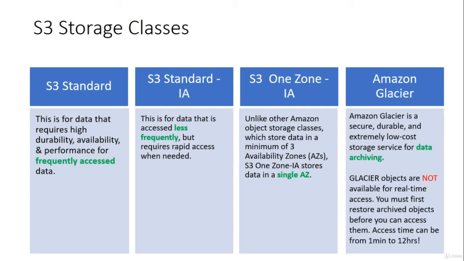Glacier. Amazon Glacier is a secure, durable and extremely low cost storage service for data archiving. It's an archival solution from AWS. Glacier objects are not available for real-time access. You must note this point. So you cannot have real-time access when you are storing your data in Glacier. You must first restore archived objects before you can access them. Access time can vary from 1 minute to 12 hours.